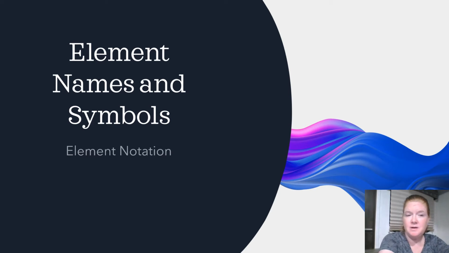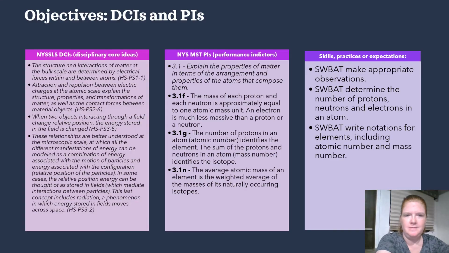All right, it's time to talk about element names and symbols, so element notation. And we have talked about a lot of this already. We're just going to get into a little bit more detail and a little bit of specifics. So here are the objectives. Pause and peruse if you wish.